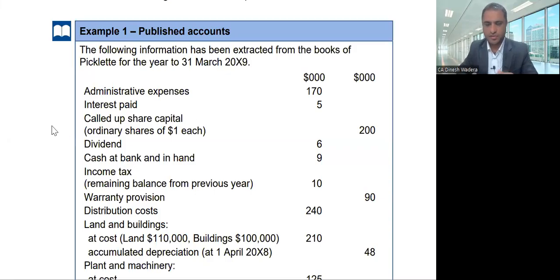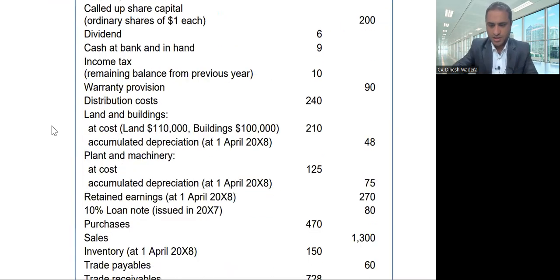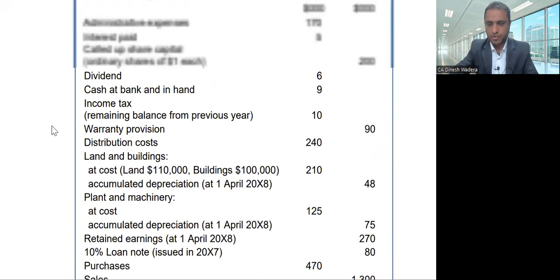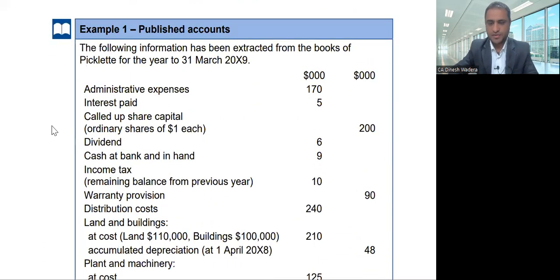All right, guys. So let's move to the next question. This will be from your Kaplan's publication book, page number 9. Okay. So here is a question. This is about the preparation of a financial statement, or we call it a published account. So whatever accounts we finalize and publish are called a published account.